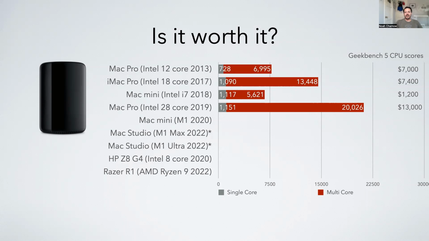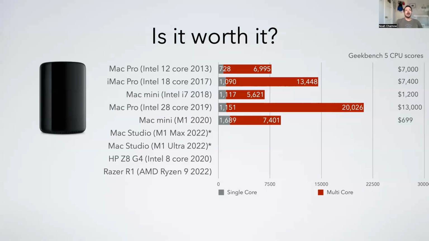The M1 Mac Mini, which came out along with the M1 MacBook Air and the M1 13-inch MacBook Pro in 2020, costs a mere $699 and bests the Intel 2013 Mac Pro significantly, and is almost twice as fast in terms of single core scores. That's a $700 computer, and it's faster than the Mac Pro that's sitting on your desk.